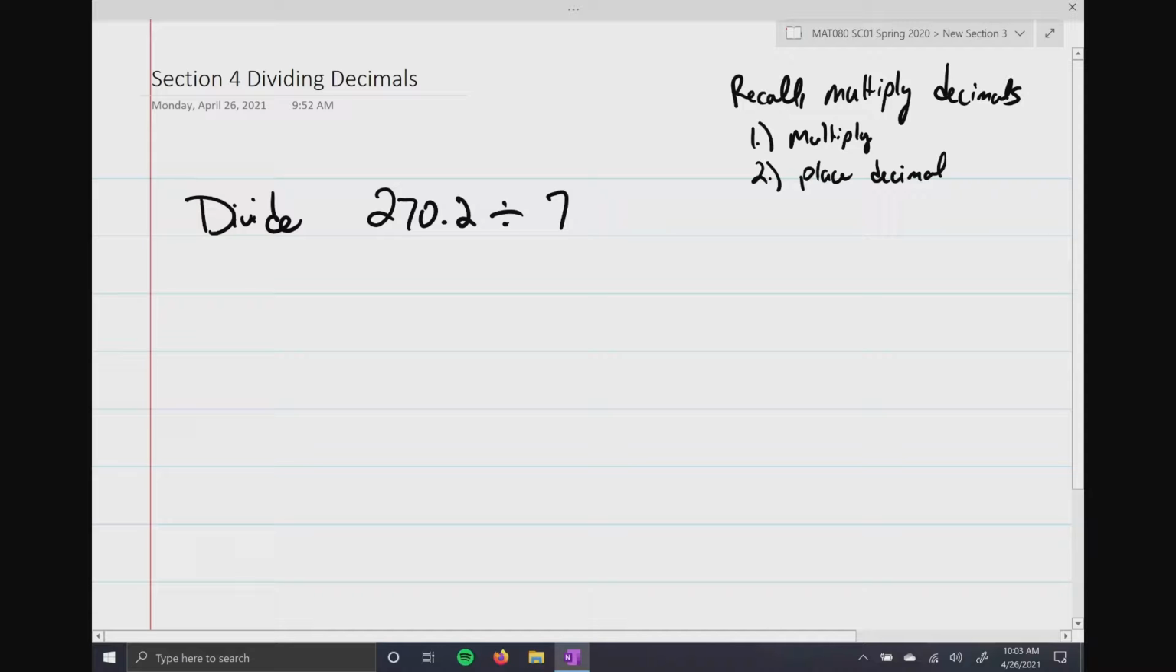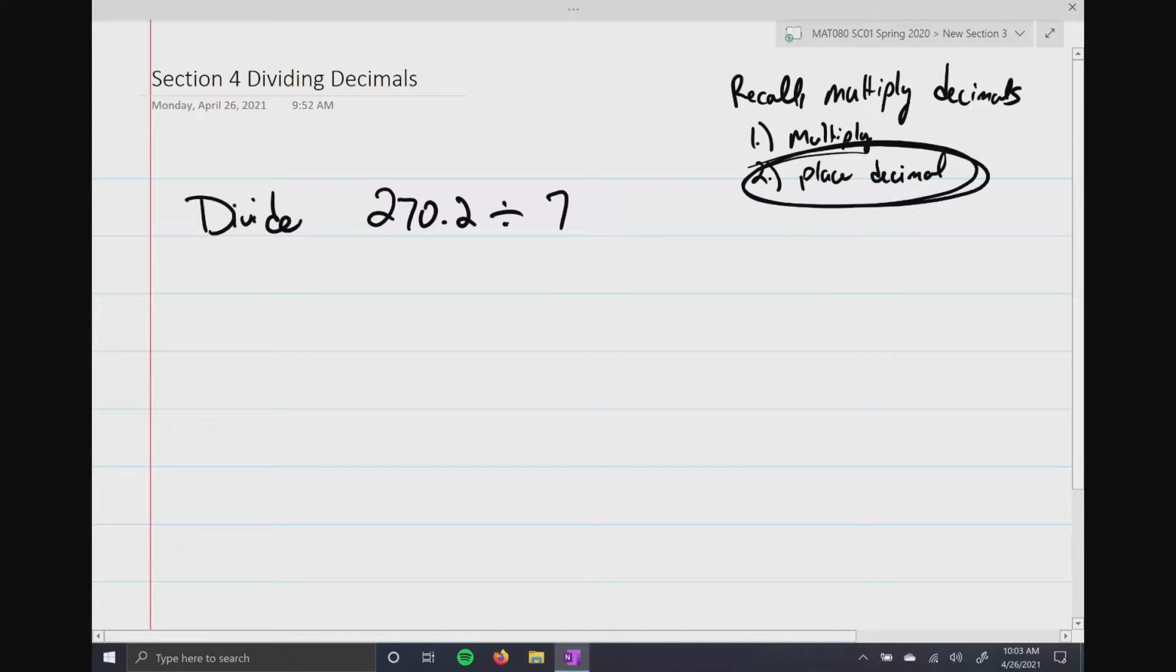The opposite of multiplication is division. So our steps are going to go the exact opposite. In other words, when you divide decimals, you're going to place the decimal first, and then you're going to divide. If you could just remember that, it's really easy. Dividing decimals, super easy. People make it more difficult than it has to be, and it's because they just forget the technique.